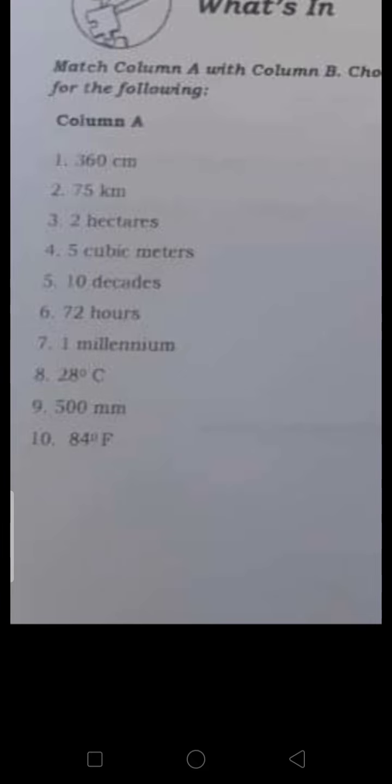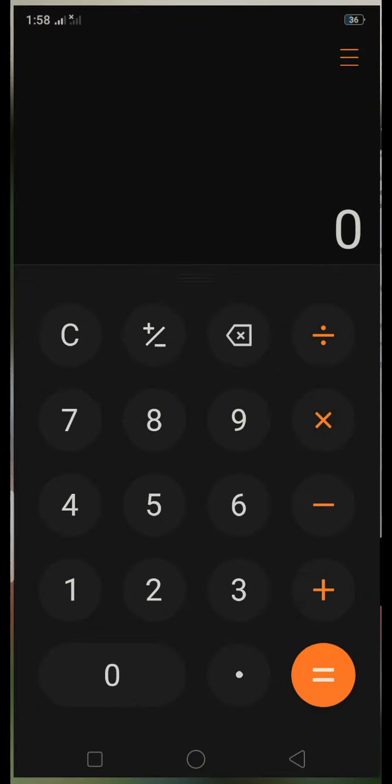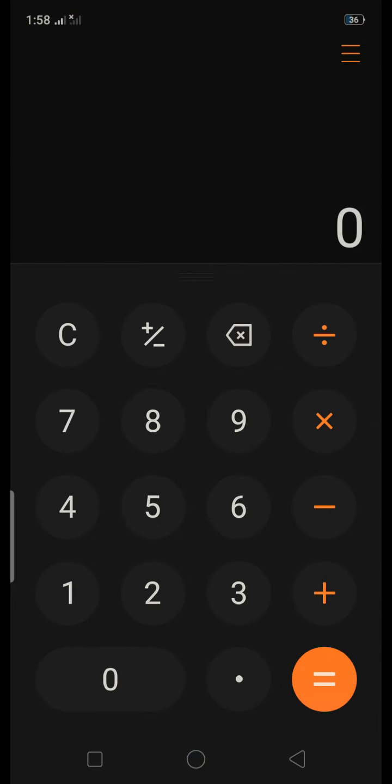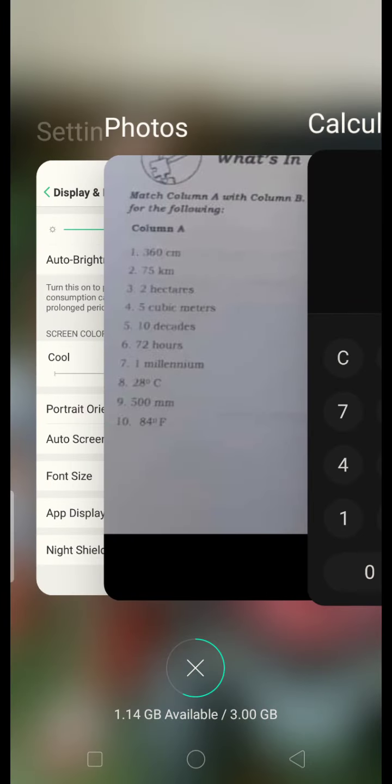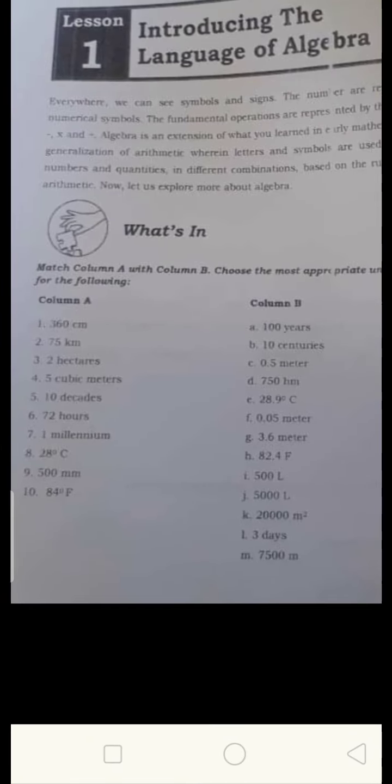So, 360 centimeters, pakita ko sa inyo ha, magamit ng calculator. 360, kasi centimeter siya, i-convert natin sa meter, divide mo lang siya sa 100. Ayan. So, that is equivalent to 3.6 meters. So, hanapin nyo lang sa column B, yung 3.6 meters.